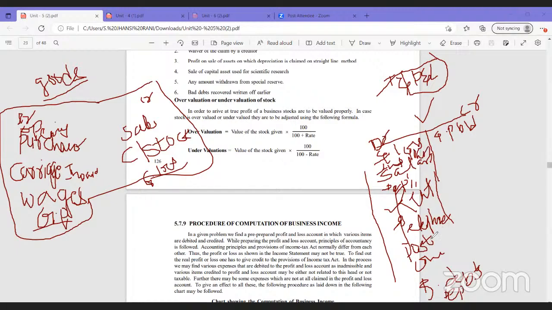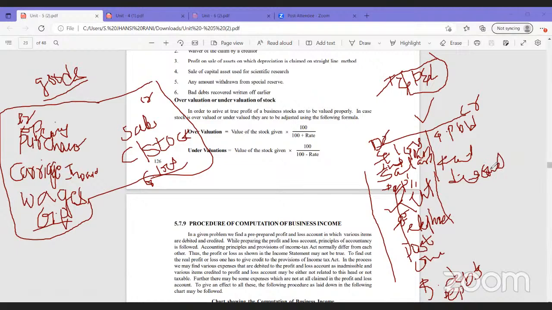Yes. And we even write income tax, legal expenses, all in the profit and loss account. On the credit side, we write income from rent, if we are giving any house, dividend received, commission received, discount received. Like this, irrespective of whether it is a business expenditure or not, or a business income or not, we write all the things in the profit and loss account.